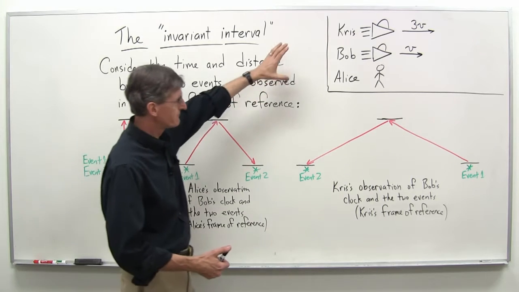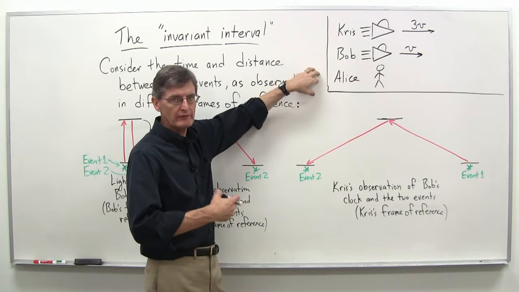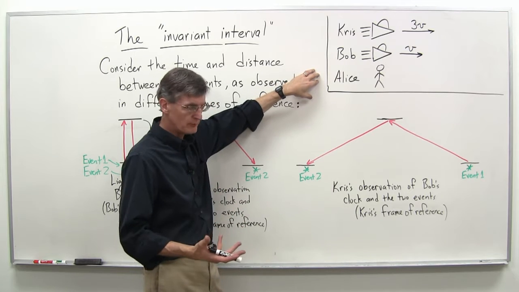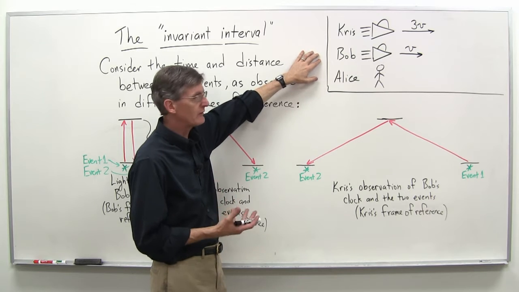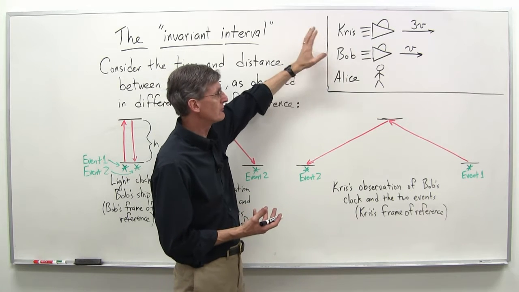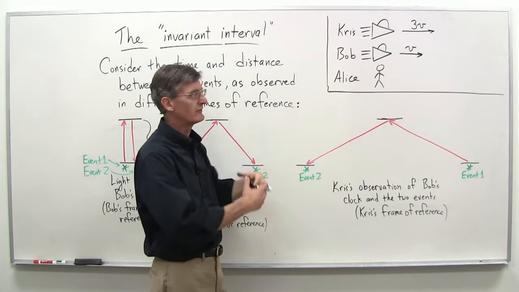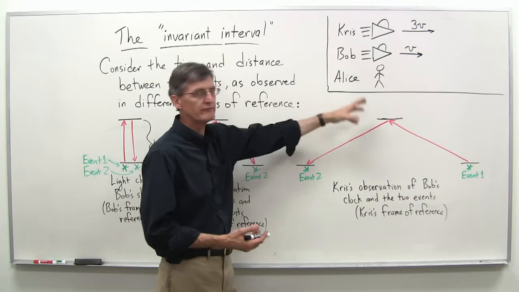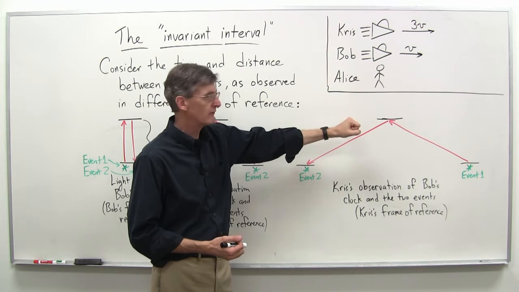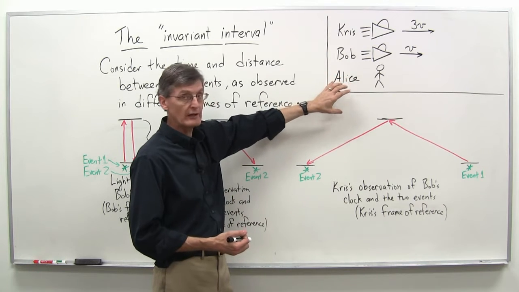So here's the situation. Alice this time will be the stationary observer, at least from her perspective, of course. And Bob is in a spaceship traveling with velocity v, and Chris is in a spaceship traveling with velocity 3v, or it doesn't really matter what that is, just pick 3. It's a velocity that is faster than Bob is traveling. Okay, so that's the setup here.